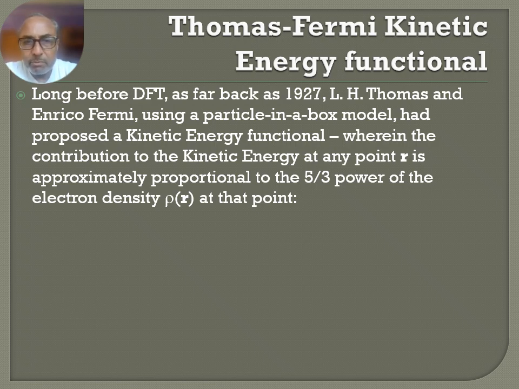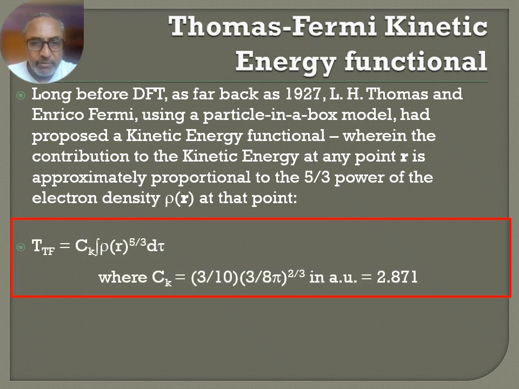So actually, long before the Hohenberg-Kohn theorems, in fact as far back as 1927, Thomas and Fermi came up with a kinetic energy functional starting from a particle in a box model. And in this functional, the contribution to the kinetic energy at any point is approximately proportional to the 5/3 power of the electron density at that point. Thus, the Thomas Fermi kinetic energy functional is given by some constant times the integral of rho of r to the power 5/3 d tau.